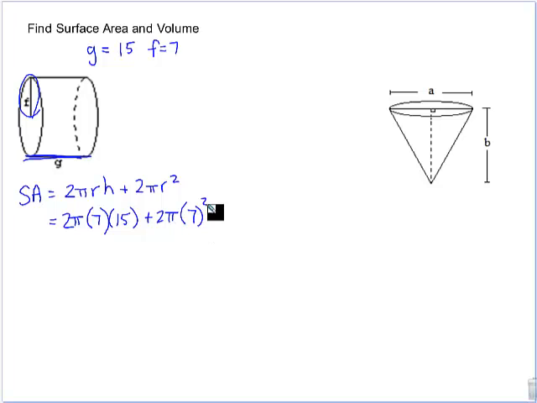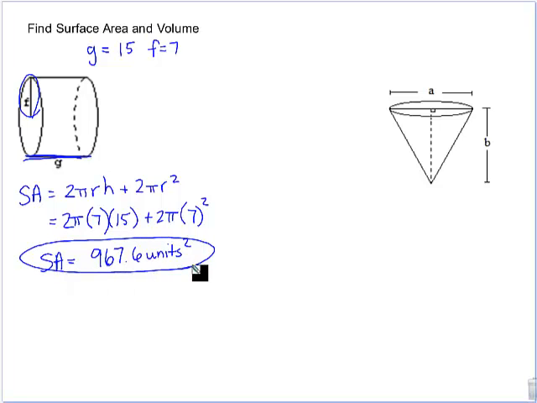Then it's just a matter of plugging this into your calculator. Actually use the pi button for pi. Take 2 times pi times 7 times 15 and then add on 2 times pi times 7 squared, and we should get a surface area here of 967.6 units squared.